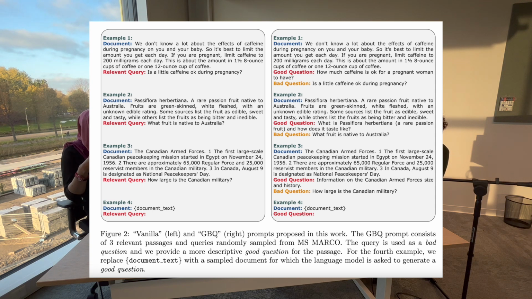And what we did also here was that, because it is zero-shot learning, we just had these 3 examples for all data sets. We used the original queries from MSMARCO as the bad examples, and then we manually came up with better queries for these examples. So for the same documents, questions that are more complex.